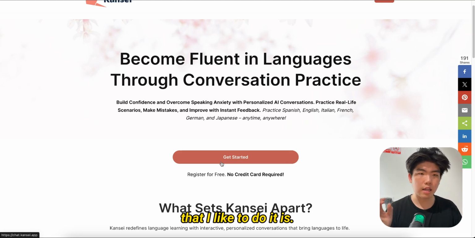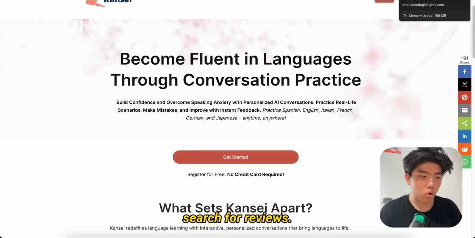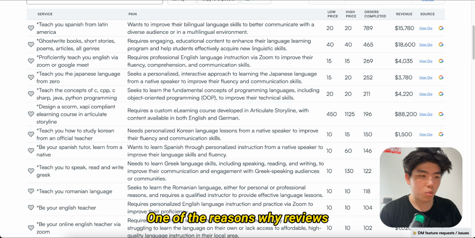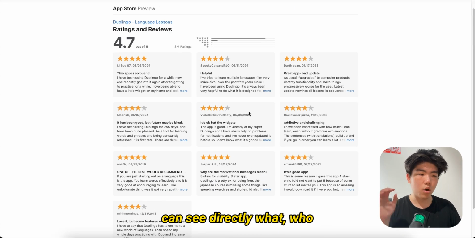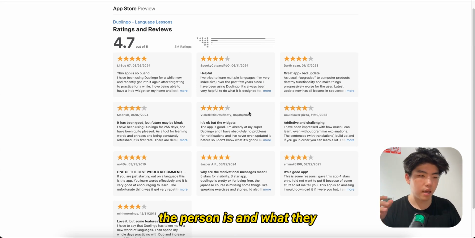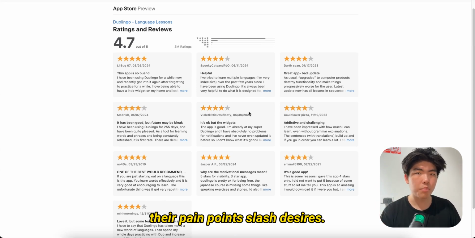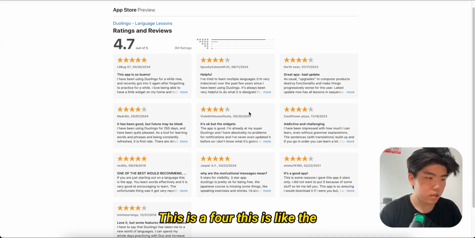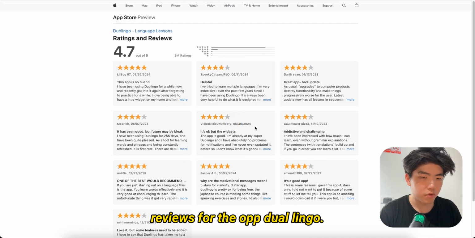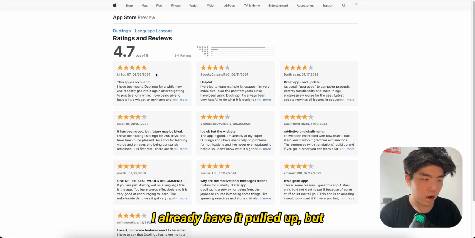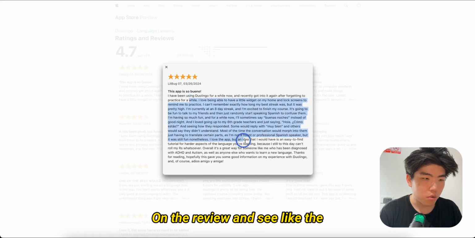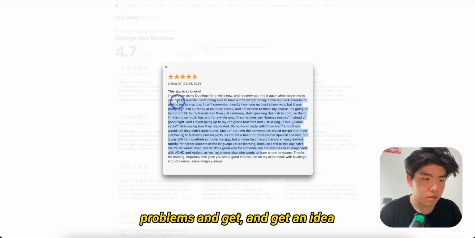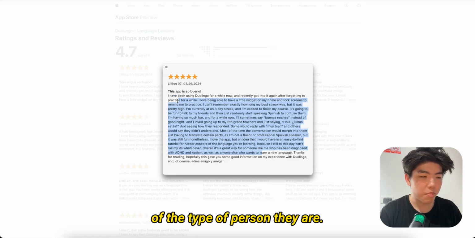One of the ways that I like to do it is search for reviews. One of the reasons why reviews are underrated is because you can see directly who the person is and what they think about the product and all their pain points/desires. These are the reviews for the app Duolingo. I already have it pulled up, but what you can do is click on the review and see the problems and get an idea of the type of person they are.